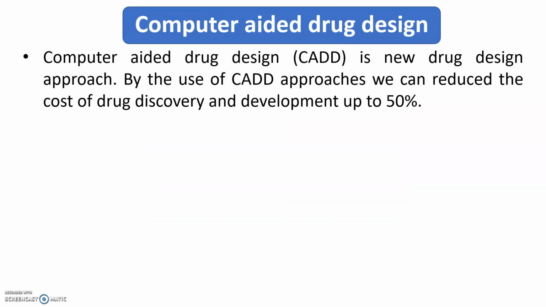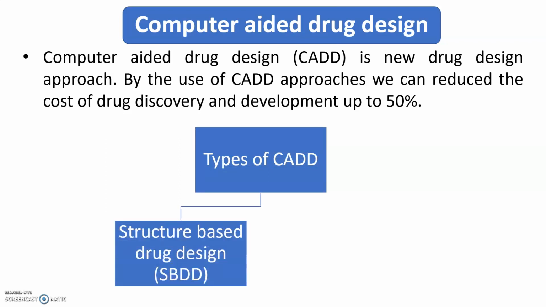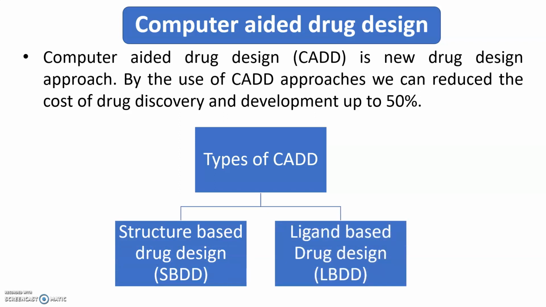The second new drug design technique is computer-aided drug design. By the use of this technique, we can reduce the cost of drug discovery up to 50%. There are mainly two types of computer-aided drug design. The first is structure-based drug design and second is ligand-based drug design.